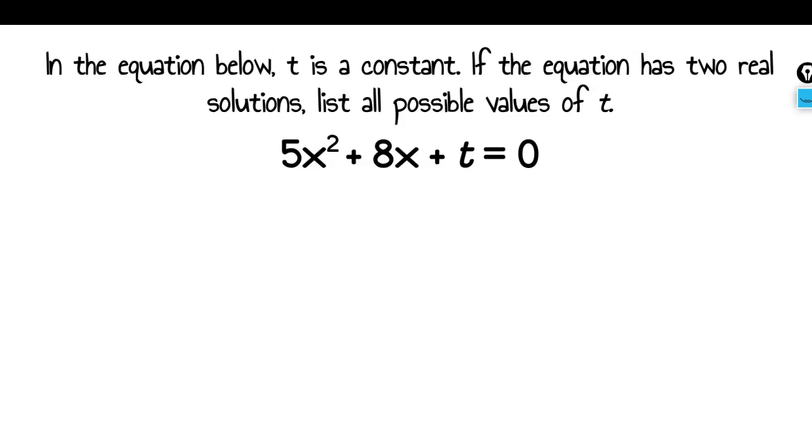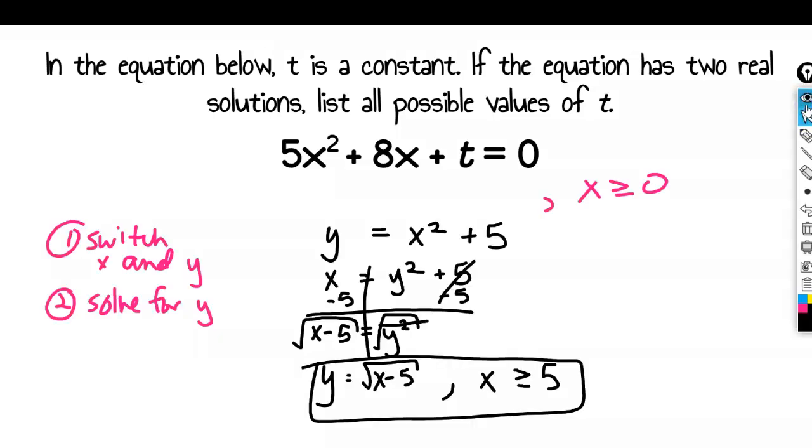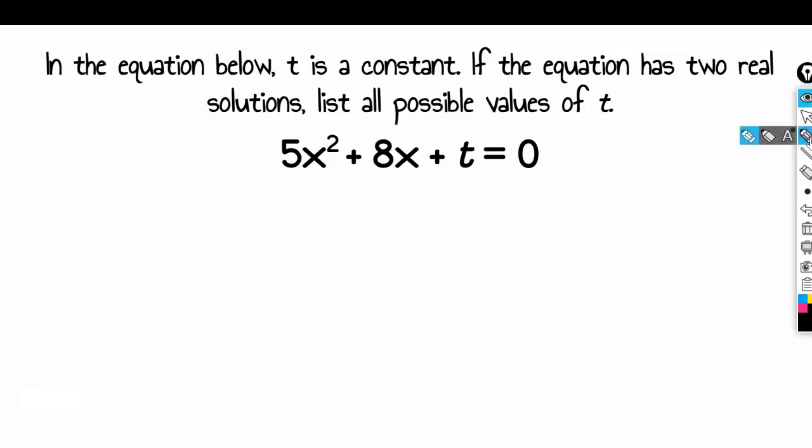Okay, in the equation below, t is a constant. Constant just means it's a number. We don't know what that number is, but it's just a number. If the equation has 2 real solutions, list all the possible values of t. So this is the part where you have to pay attention.